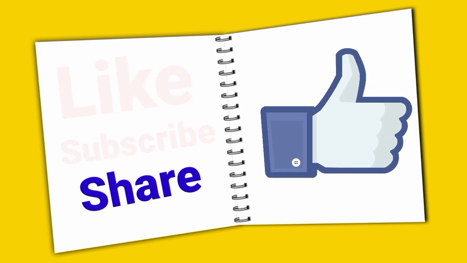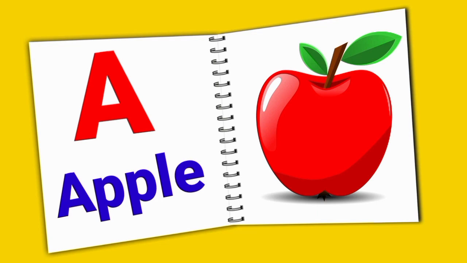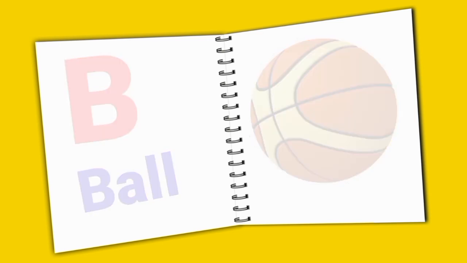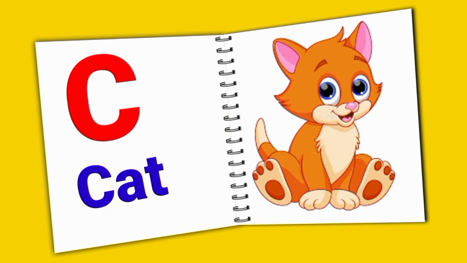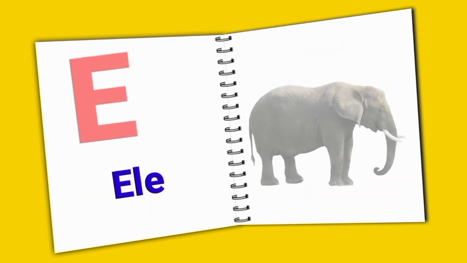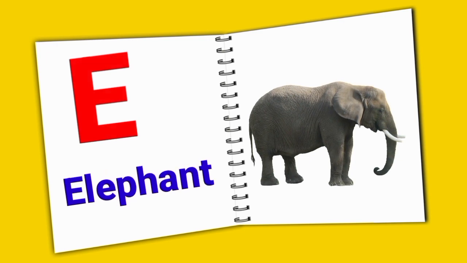A for apple. Apple means seb. B for ball. Ball means gend. C for cat. Cat means billi. D for dog. Dog means kutta. E for elephant. Elephant means hathi.